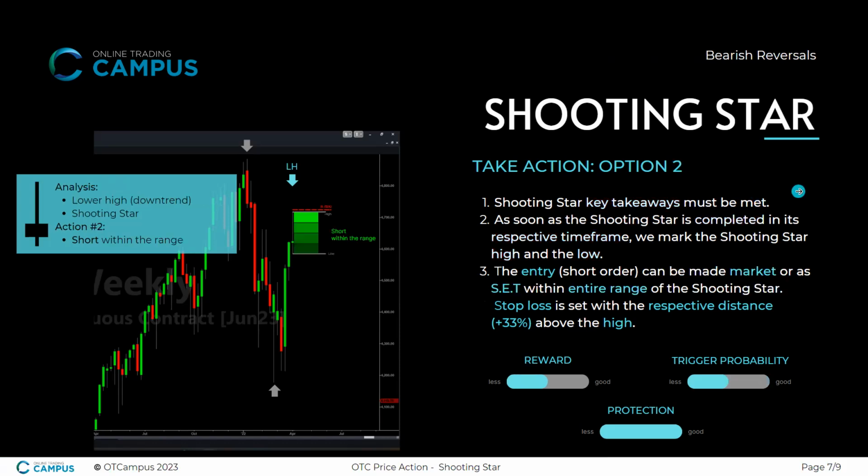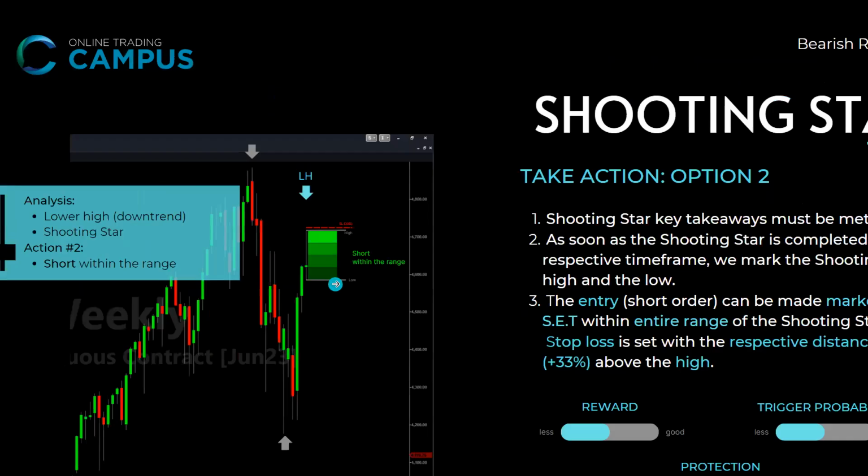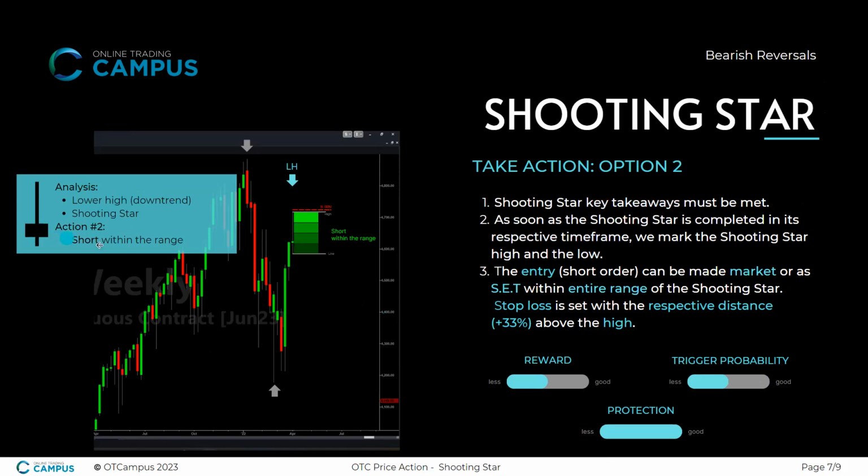Good. Option number two is short within the range. Again, the same example here, we are in the lower high. We created a shooting star here, right? Same shooting star as option number one, and we want to short within the range. Shooting star key takeaways must be met. It is the same shooting star. That's the reason why it's met, right? All of this is nice.